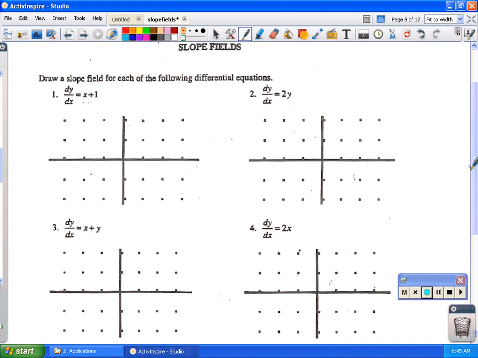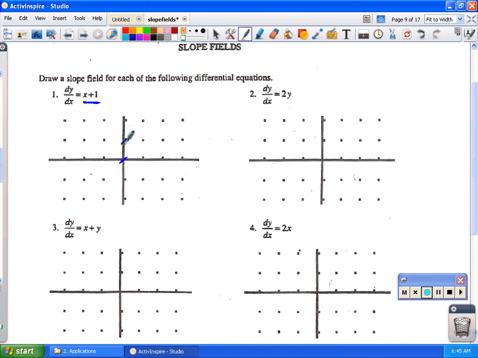So I'll start out the first one. One thing I notice in problem number 1 is that the derivative always depends on the variable x. So the y value doesn't really matter. For example, if I'm going to start at 0, 0, when x is 0, 0 plus 1 is 1, the slope is 1. So I have a 45 degree angle. And that's going to be true for every value where x is 0.